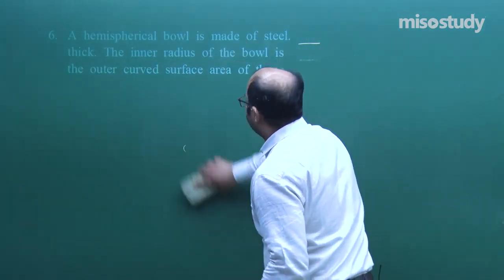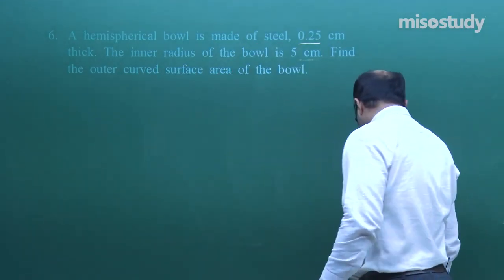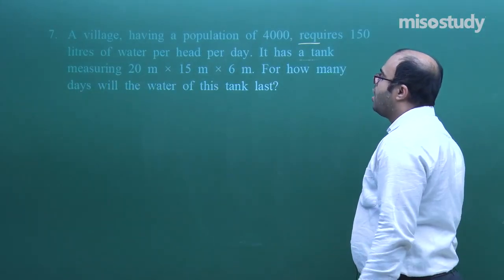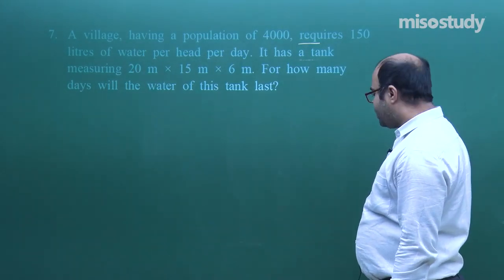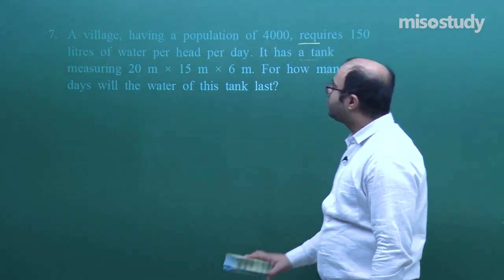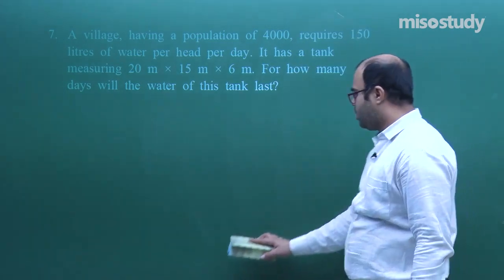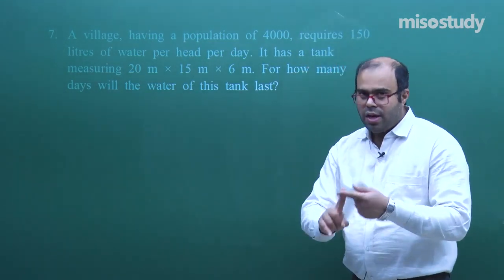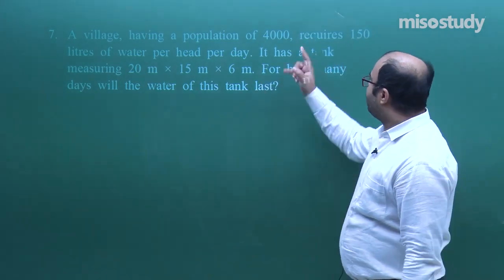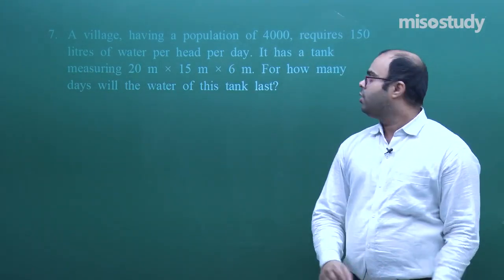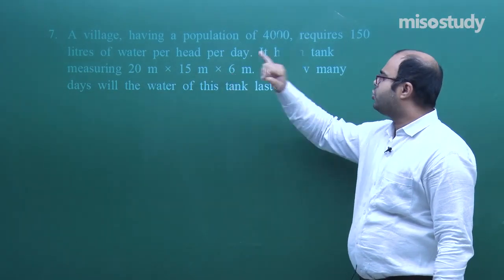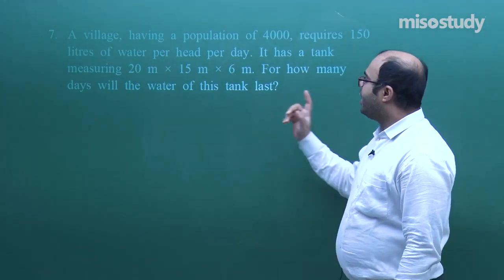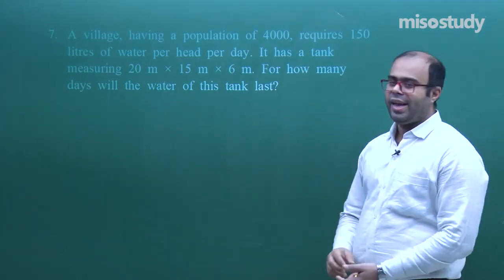Let us come to the next question, students, which is the 7th question. A village having a population of 4,000 requires 150 liters of water per head per day. So one person in a day uses 150 liter of water. It has a tank measuring 20 meter into 15 meter into 6 meter. For how many days will the water of this tank last?